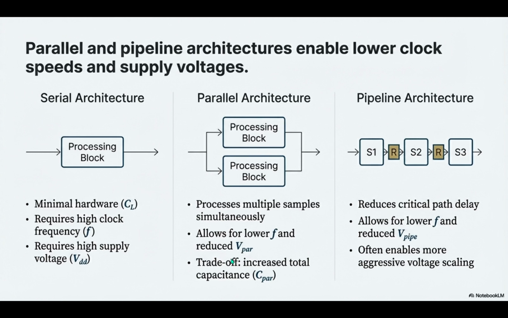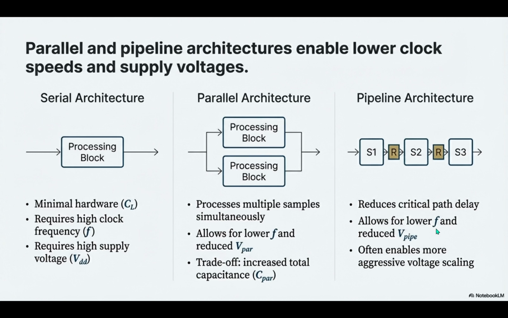Yes, your total capacitance, CPAR, goes up a bit because you have more hardware, but the VDD squared savings just dwarf that tiny cost. Then there's pipelining, which is a bit different. You're not adding lanes. You're breaking down the journey into smaller segments? That's a great analogy. Pipelining attacks the circuit's critical path, the longest possible delay. By inserting registers to break that long path into smaller sequential stages, you reduce the time needed for any one stage. So the whole system can be clocked faster, or, for our purposes.